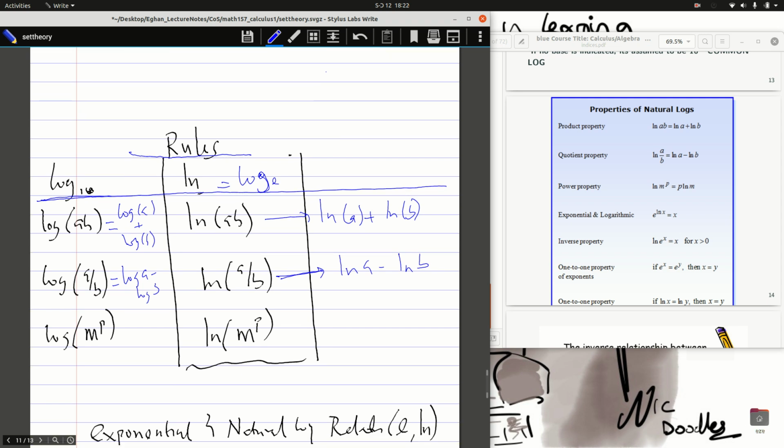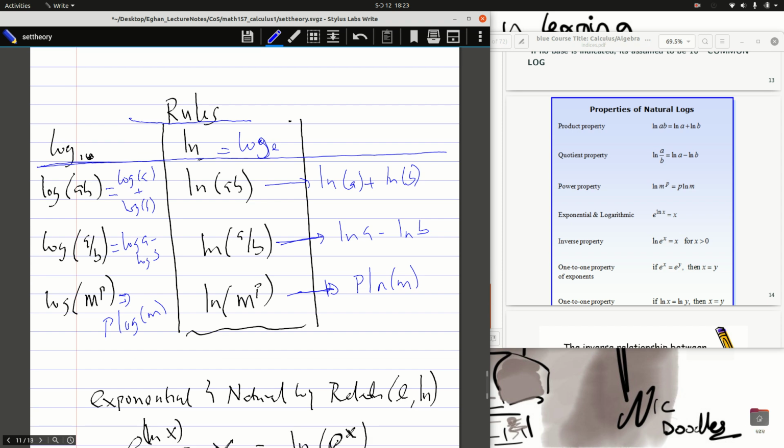Do you remember the argument to the power rule? What do we have? It says bring P down and take log of the M. This is the same thing. So what do we have here? We'll have P ln of M. As simple as that. The rules are the same. You can look at the inverse property, the one-to-one property, as I have on my slide 14. But I want you to take note of these key rules.